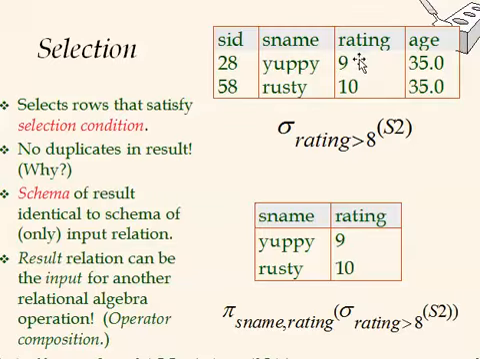Now, something that will make the query even more interesting is combining those. So for example, here, if we read this query, it says, give me the name and the rating of those sailors whose rating is greater than 8. And this is solving a specific query, the one that we gathered.